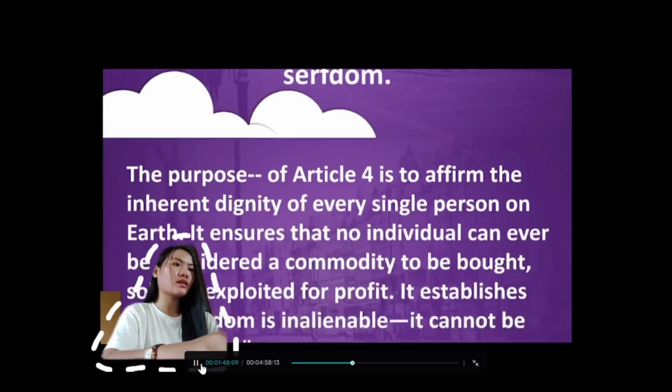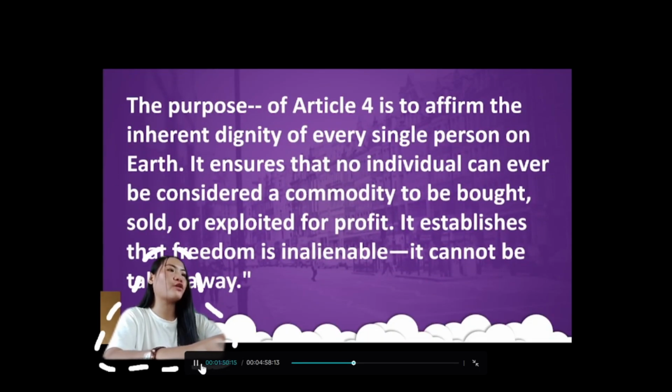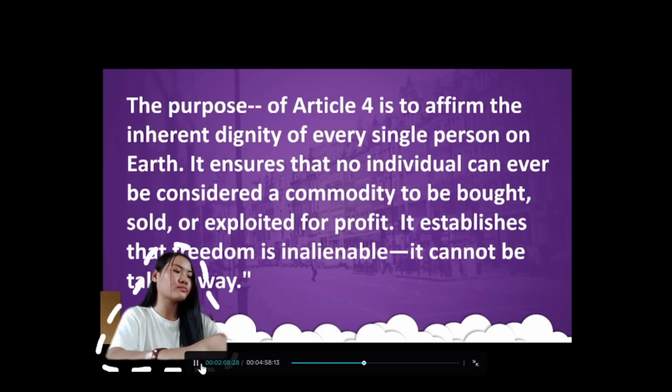The purpose of Article 4 is to affirm the inherent dignity of every single person on earth. It ensures that no individual can ever be considered a commodity to be bought, sold, or exploited for profit. It establishes that freedom is inalienable, it cannot be taken away.